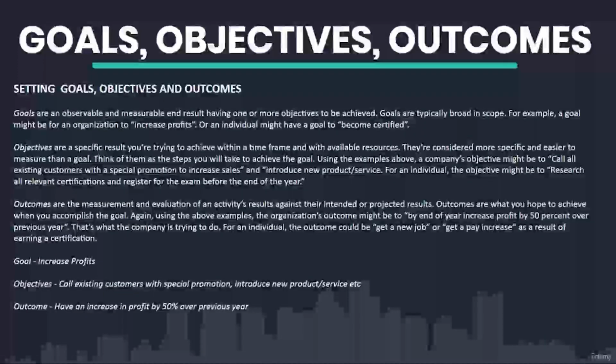So just wanted to give you the difference here as far as the goals, objectives, and outcomes, and how important it is to set a goal and then lay out the steps, right? The objectives that you want to implement to be able to accomplish that goal, and then what you're ultimately looking to accomplish with that particular outcome.